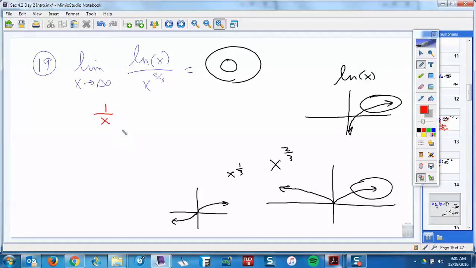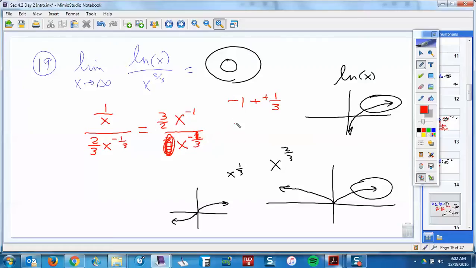Derivative of the top, 1 over x. Derivative of the bottom would be 2/3 x to the what? Negative 1/3, right? Here's where L'Hopital's rule would have been a really handy one to use. Because look what I can do with this now, algebra-wise. I can just make that negative 1, and I can make that negative 1/3, excuse me. And then I still got this 2/3 down here, which would actually flip up as a 3 halves and be easier. Now I can just subtract those powers. What's negative 1 subtract negative 1/3? Negative 2/3. So this would be 3 halves x to the negative 2/3. Now what happens to that as x gets big?